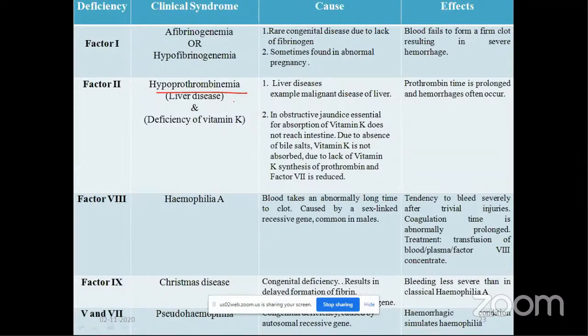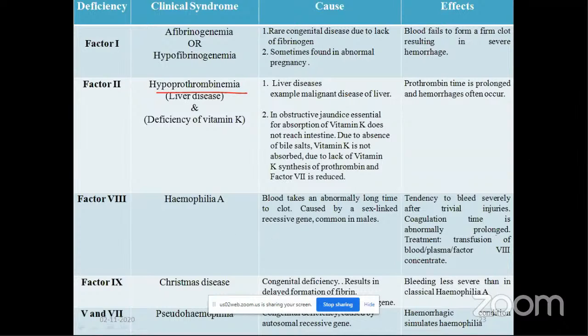hypoprothrombinemia. Vitamin K deficiency in obstructive jaundice, or failure of vitamin K to be absorbed due to absence of bile salts, will result in lack of synthesis or insufficient synthesis of prothrombin, and this condition will result in factor 2 deficiency called hypoprothrombinemia. Then we come to factor 8 deficiency, factor 9 deficiency.